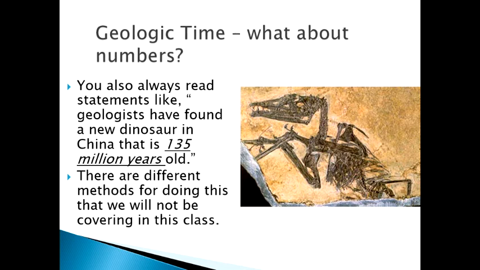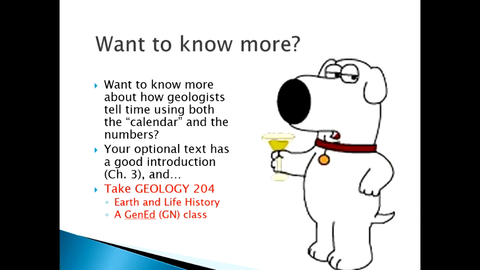We find a new dinosaur. As I showed you earlier, we're finding new ones all the time, and they'll usually tell you where they found it, what its significance is, and then they'll usually give you some numerical age. We do that as well, but we're not going to do that in this class. It's a little bit more detailed. If you do want to know more, go ahead and read Chapter 3 in that optional textbook, just as a sideline.